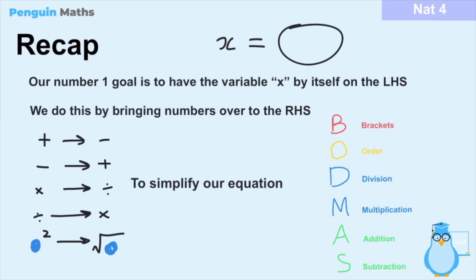And then finally we learned that to simplify our equation so that we can bring all of the numbers over to the right hand side, we can use this thing called BODMAS to help us remember the way to carry out things in order. So we begin by the brackets, we then get rid of any square or square roots from the order, we then look at any division or multiplication, and then we can deal with addition and subtraction. Once we've worked our way down BODMAS, we can then bring all of the numbers over to the right hand side and then achieve our number one goal of having x in this form by itself.